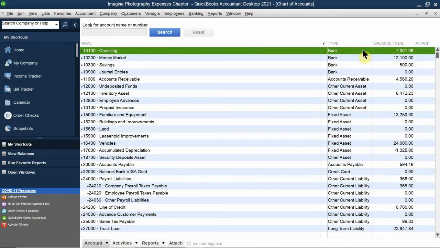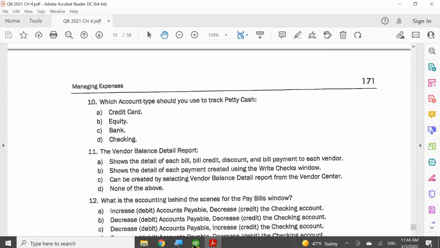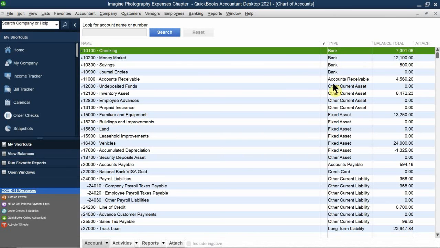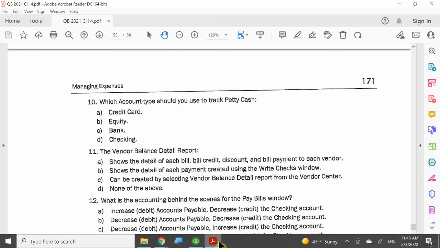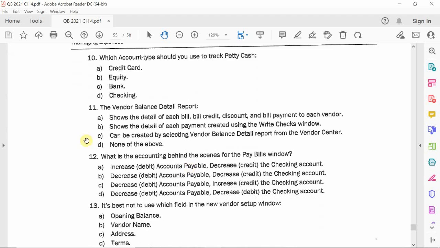But in this case, yes. If you don't have a petty cash drawer, you can replace it with a business credit card. But a petty cash isn't a credit card. So if you take a look at my chart of accounts, I don't have a checking sub-type account. I only have bank. So in this case, the answer is bank. Right. Bank.